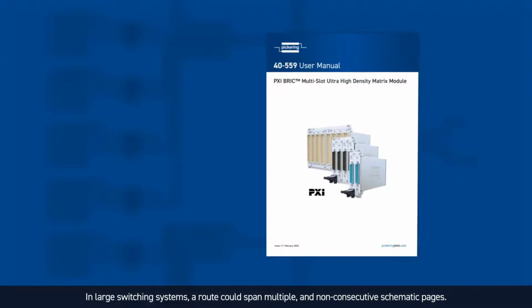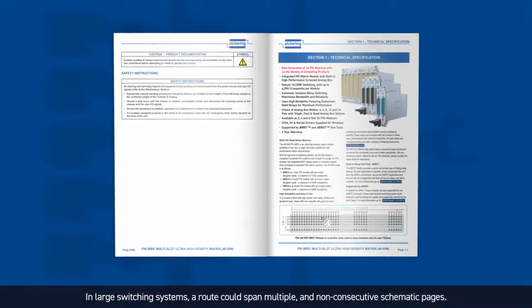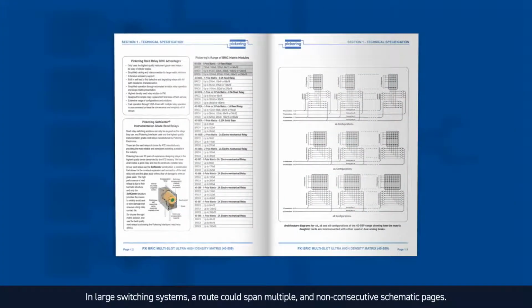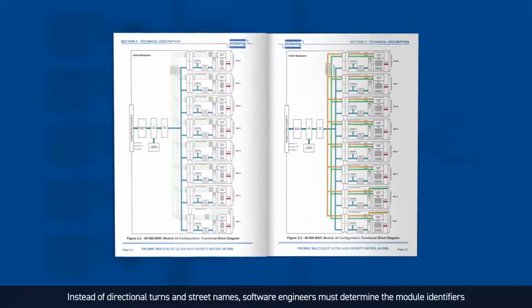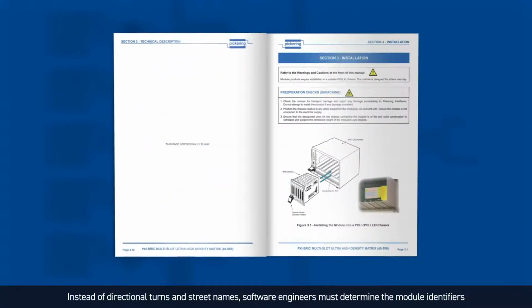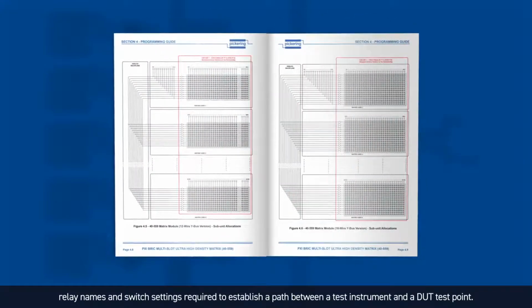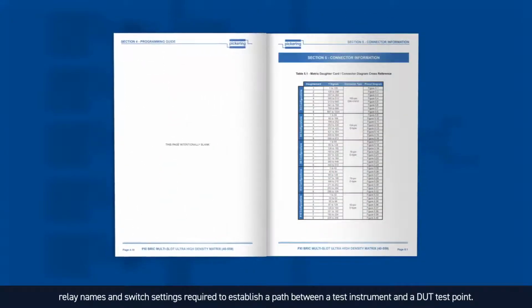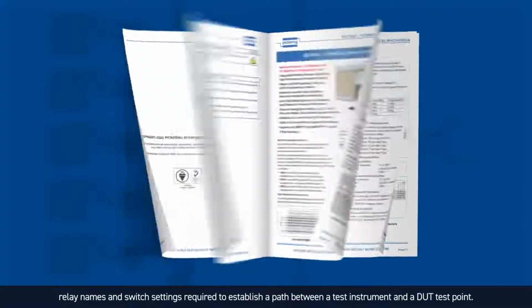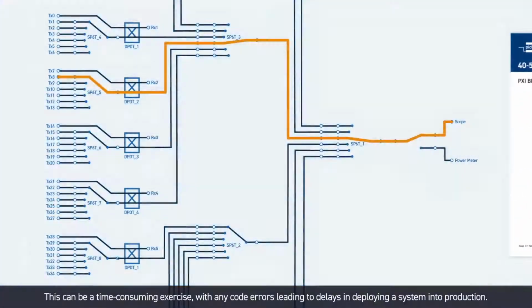In large switching systems, a route could span multiple and non-consecutive schematic pages. Instead of directional terms and street names, software engineers must determine the module identifiers, relay names, and switch settings required to establish a path between a test instrument and a DUT test point. This can be a time-consuming exercise, with any code errors leading to delays in deploying a system into production.